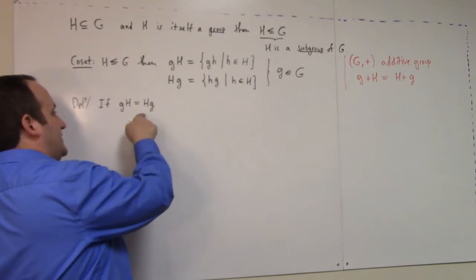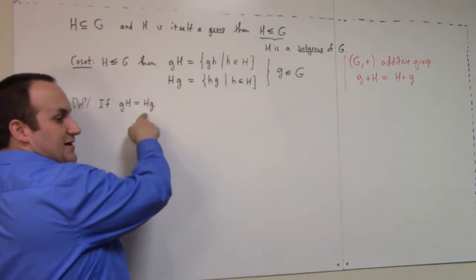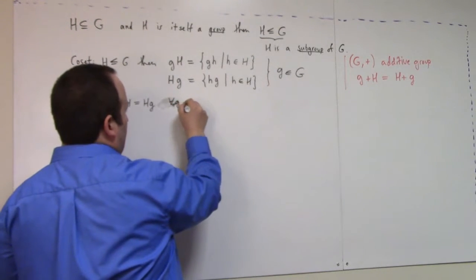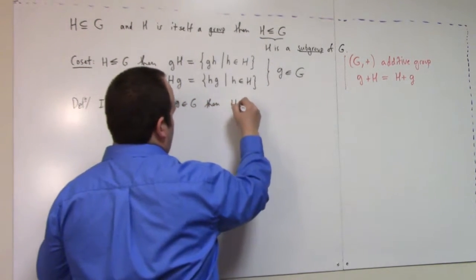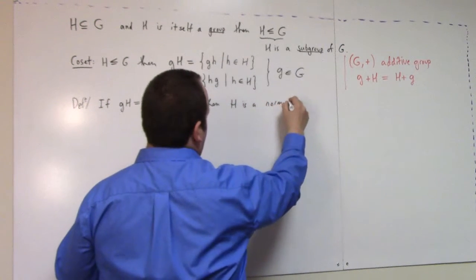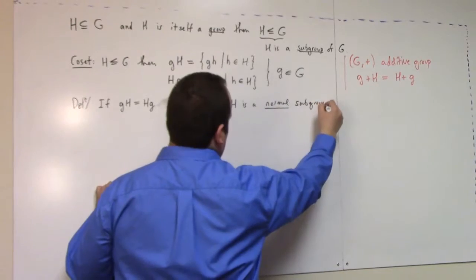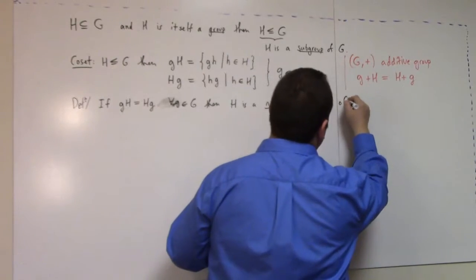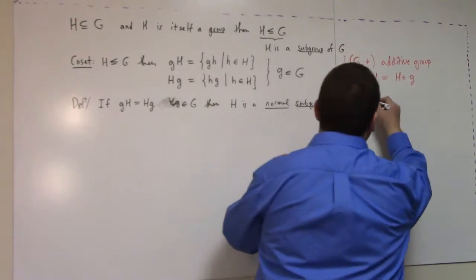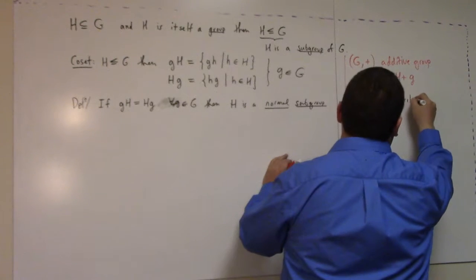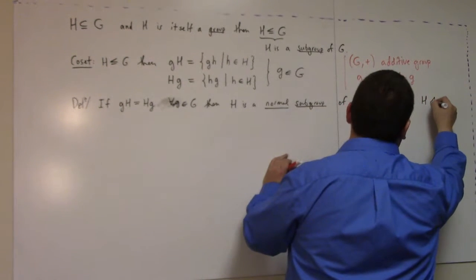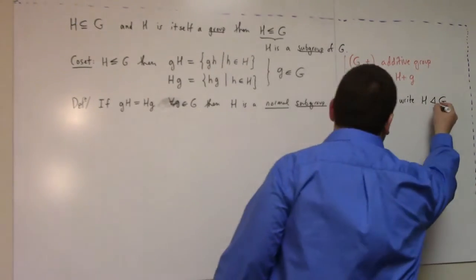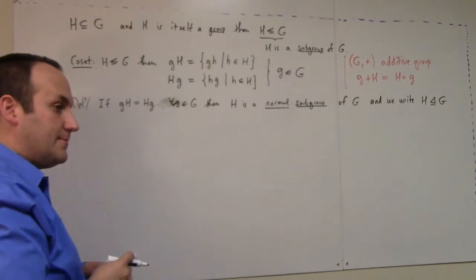But anyway, if the left cosets are equal to the right cosets, and that's for all g in G, then H is a normal subgroup of G. And we write H like this. I usually write a triangle. But normal subgroup.